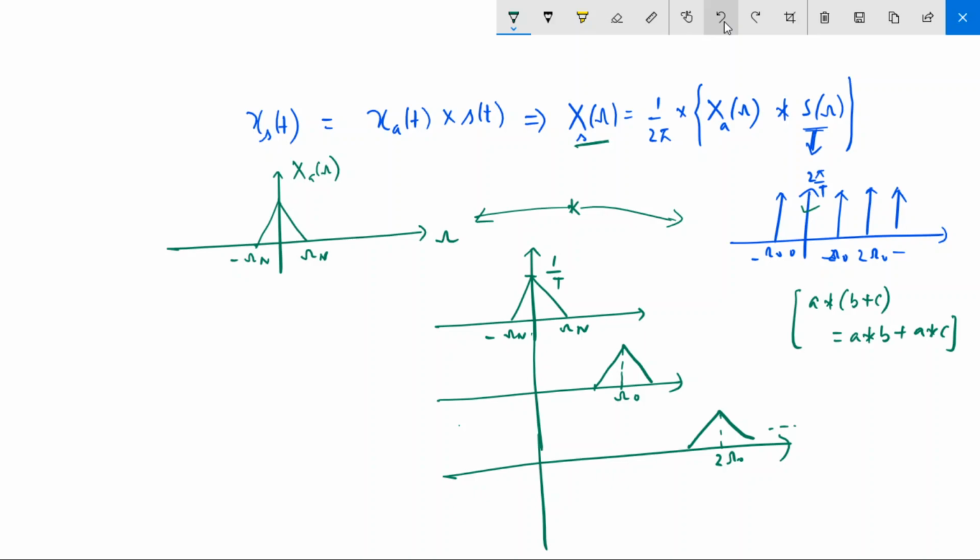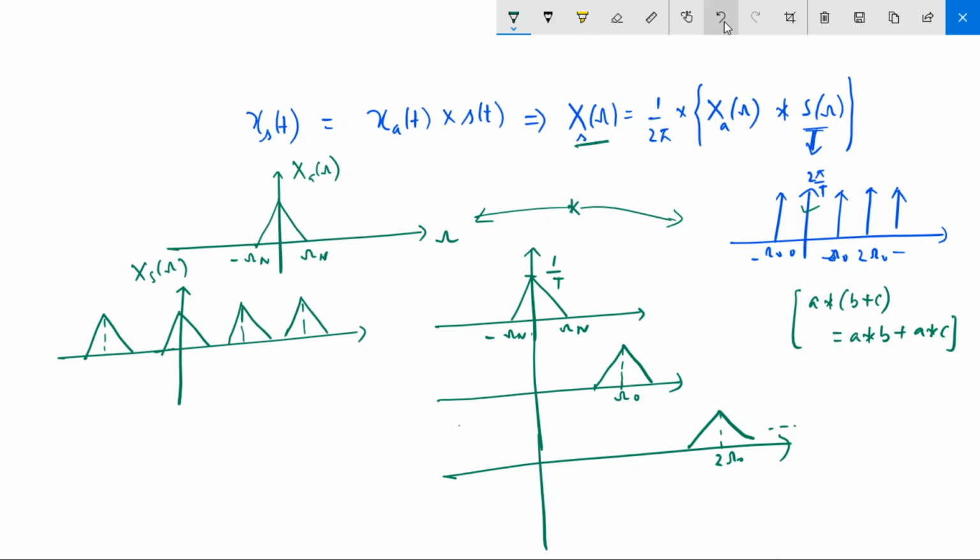Now when you add all these spectrums together, you get a final spectrum like this, which is the spectrum of this sampled signal, that is X_s(omega). So you are getting one spectrum, then the second spectrum, then the third spectrum, and so on. Because of this impulse sampling, you are basically getting multiple copies of the same spectrum shifted in frequency. So if you sample in time, you get repetition in frequency.